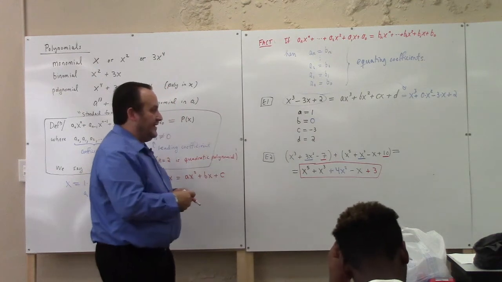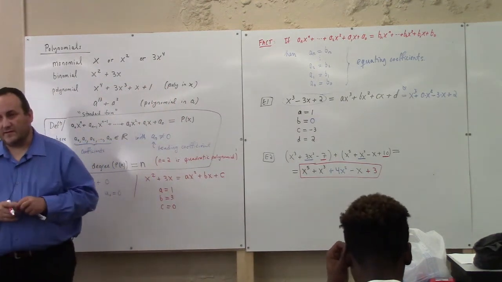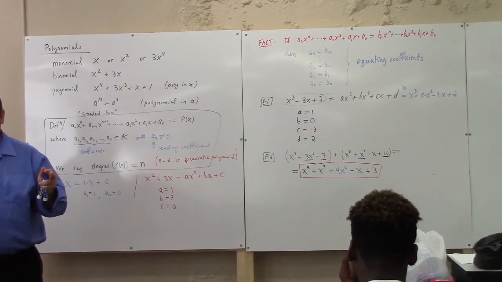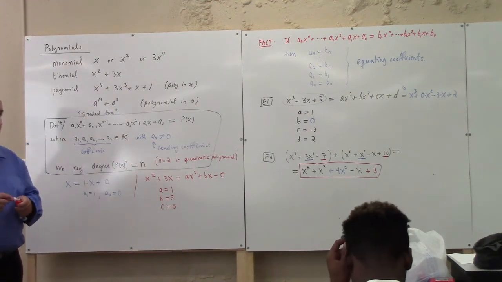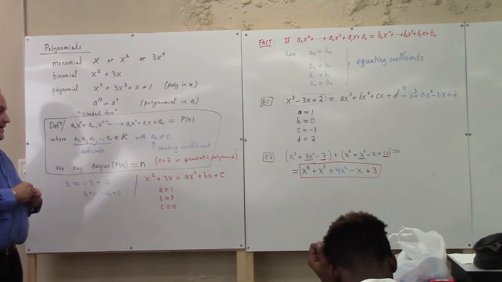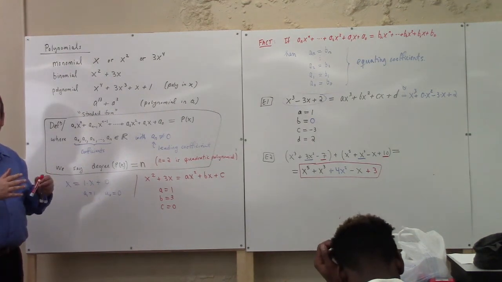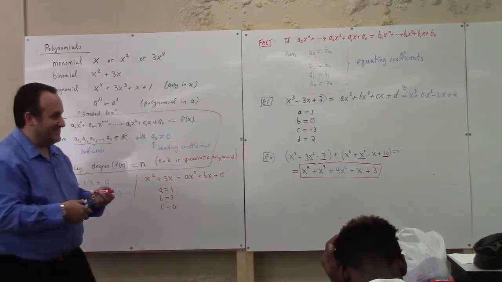So the key for adding or subtracting polynomials is we must add like terms. All right? Identify like terms and add them. And don't make up things that aren't like and make them like. Don't do that.